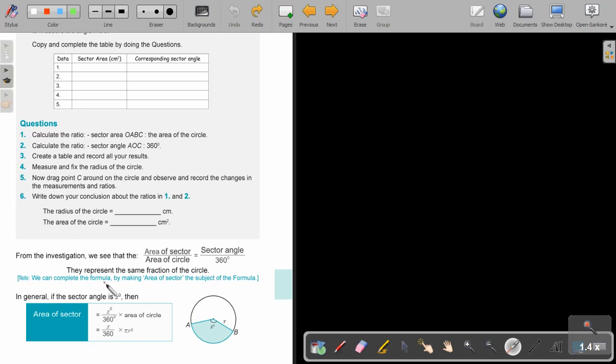Note, we complete the formula by making area of sector the subject of the formula. So just like we did with arc length, now it's just going to be the angle over 360, not multiplied by the circumference, but multiplied by the area of a circle. And how do I work out the area of a circle? Pi r squared, and then I will get that area.